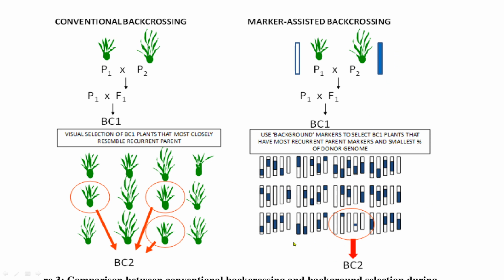So if you grow a large number of BC2 generations, you can expect something like this: a large amount of recurrent genotype and the least amount of donor parent genotype, having all the agronomic advantages of P1 and the advantages of the donor parent. Okay.